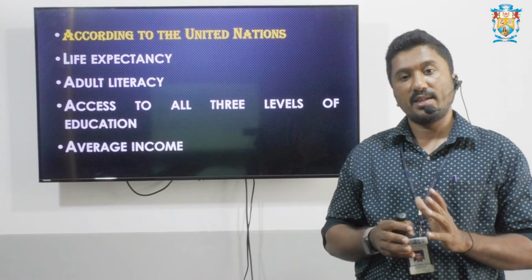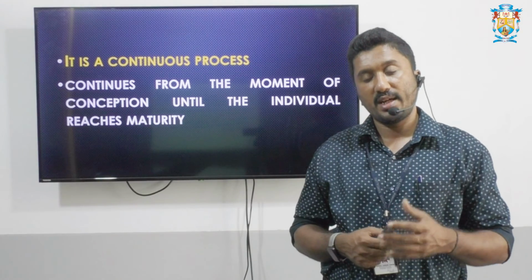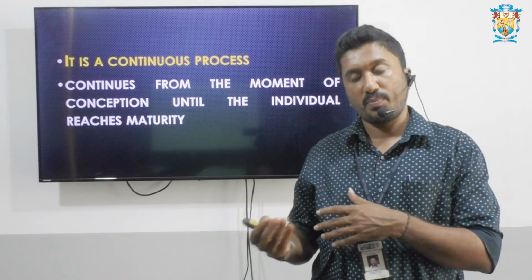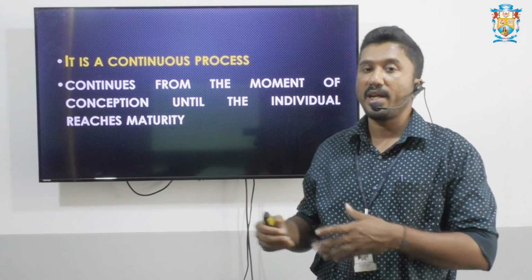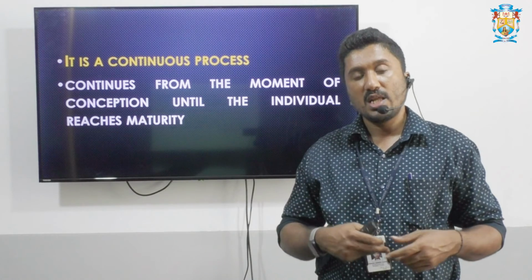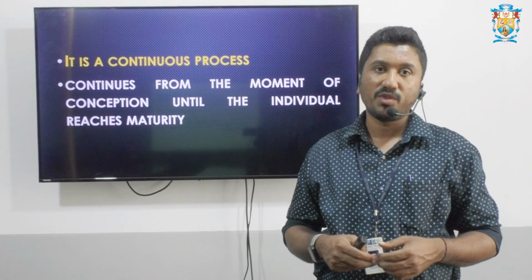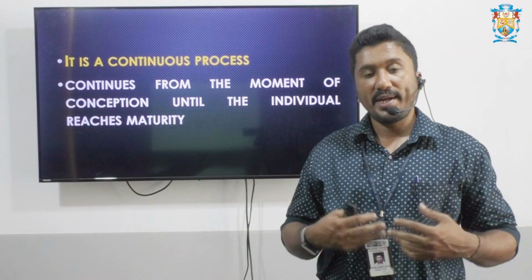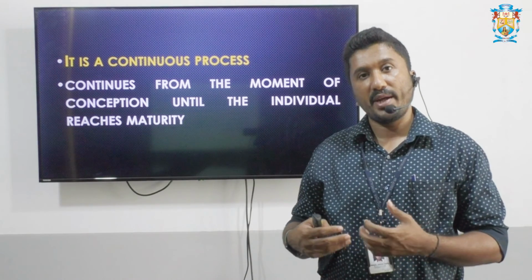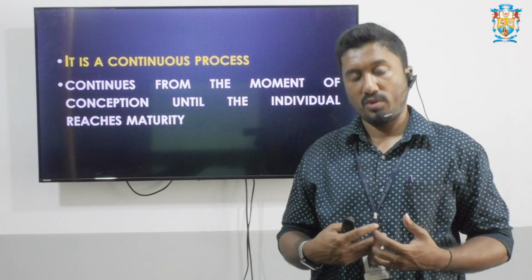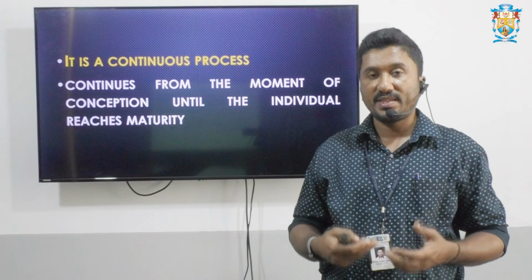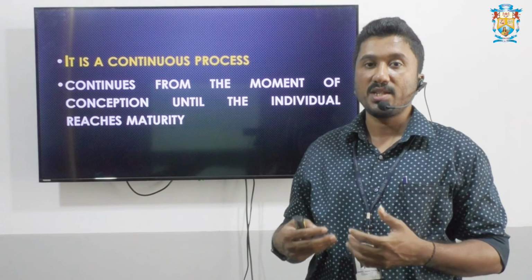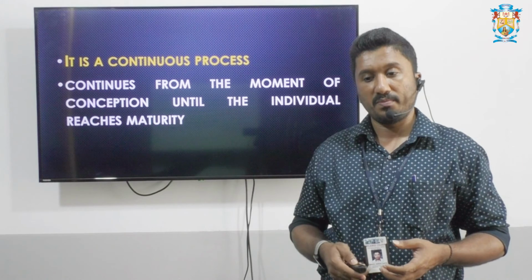So we have certain characteristics of this development. There are basically two important characteristics. The first one is that it is a continuous process, because as I told you in the concept, it is dynamic and it is also a continuous process. The process of growth and development continues from the moment of conception until the individual reaches maturity. So it takes place at a slow but regular pace rather than by leaps and bounds. So development of both physical and mental traits continues gradually until these traits reach their maximum growth.